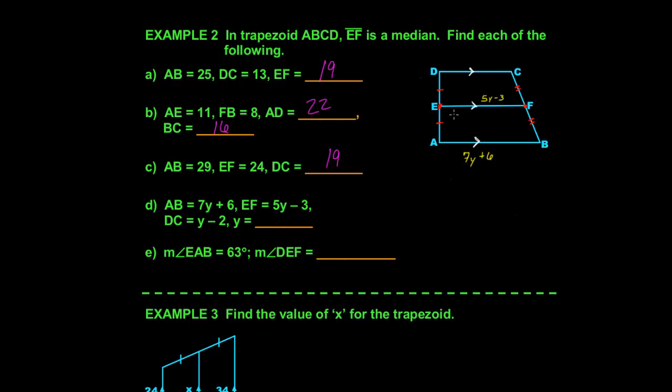And lastly, it gives me DC is y minus 2. Solve now for y. Alright, it's going to be pretty small here, but I'm going to write M equals B1 plus B2 divided by 2. Let's substitute in what we have. Okay, so we have our M, which it tells us is 5y minus 3.